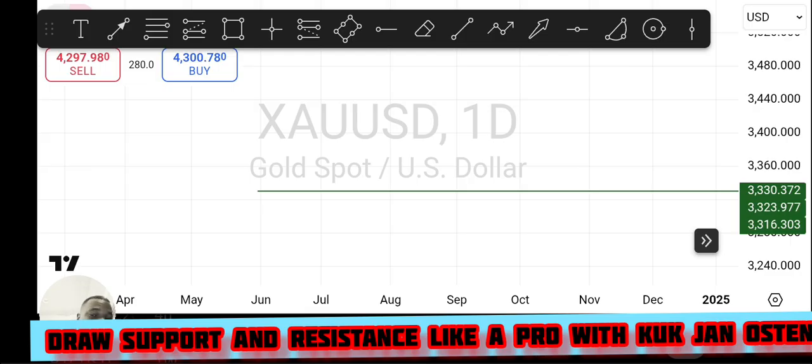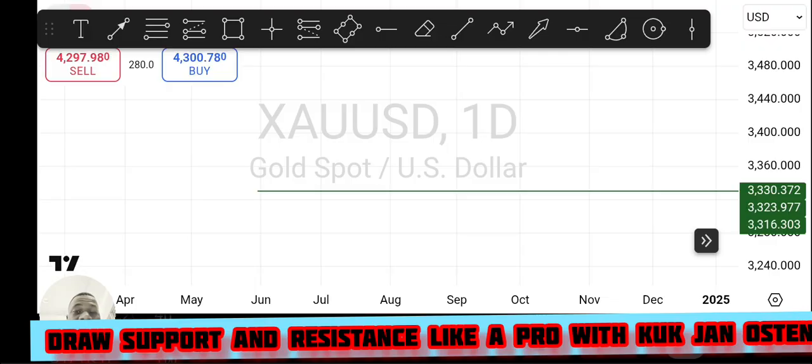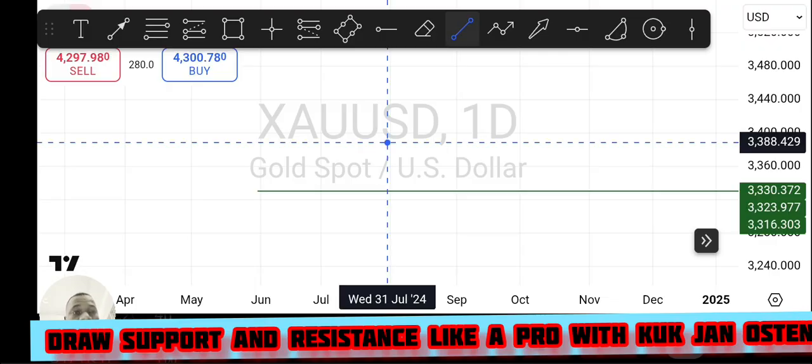First things first, many beginners make the mistake of marking bodies, so that you are going to be stopped out by a fake out. So if you want to find a strong support zone or a strong resistance zone, you first mark the wick and the body close. So we are going to mark the wick and the body close.